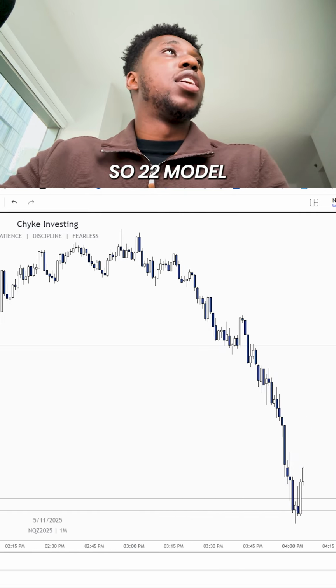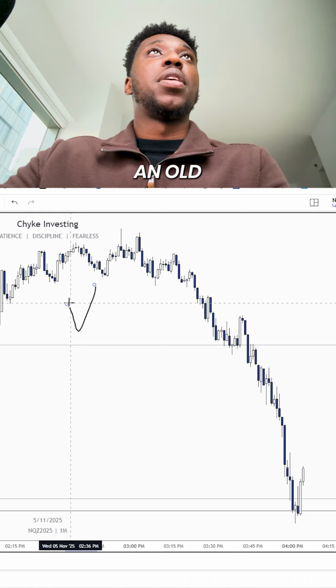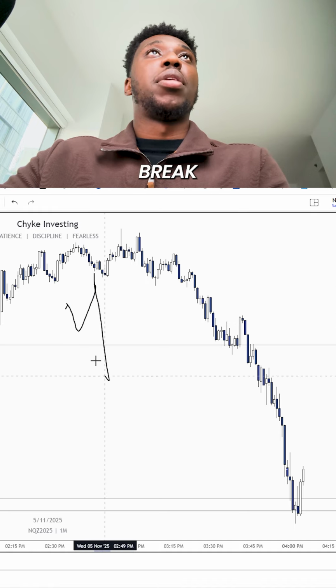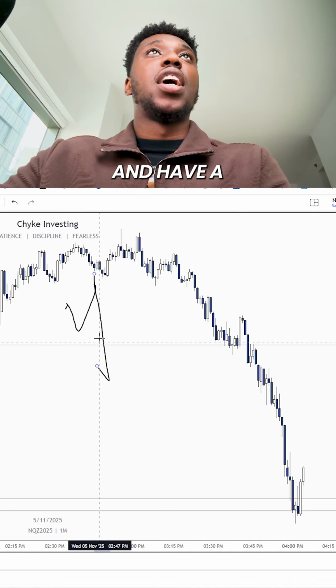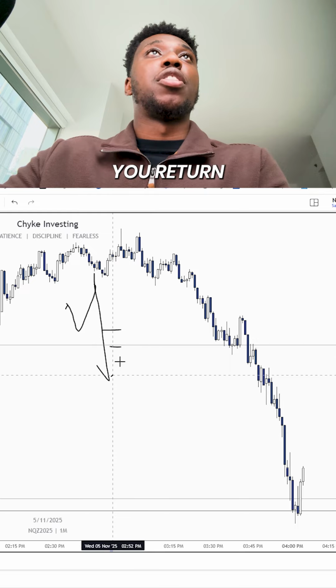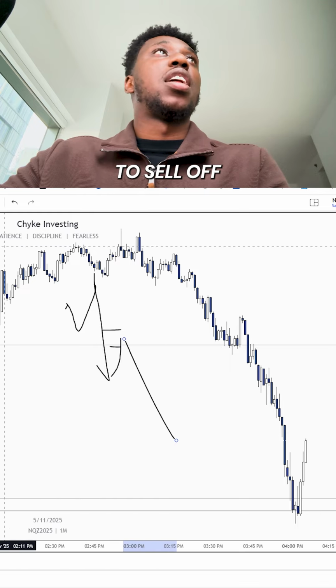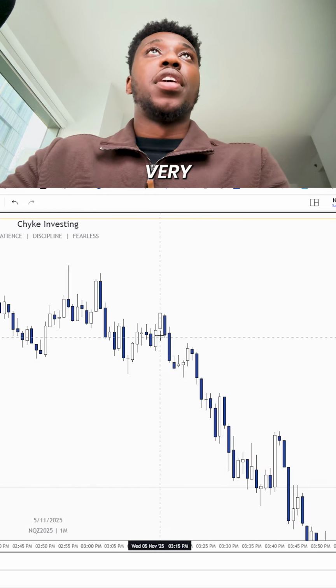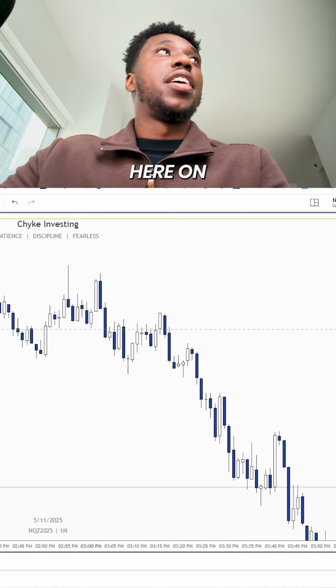So the 22 model is basically when you sweep an old high, right? And then break market structure to make a new low and have a fair value gap that you return back to, and then price continues to sell off from there. And as you can see right here, very beautiful 22 model that formulated here on the 1 minute.